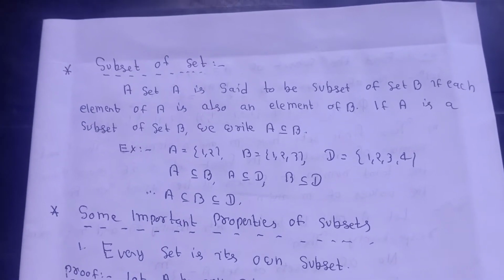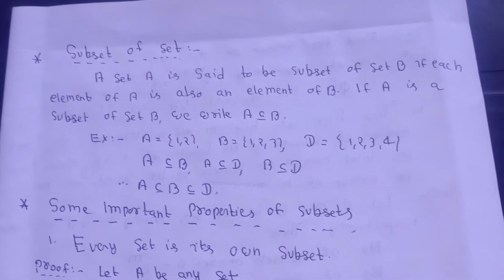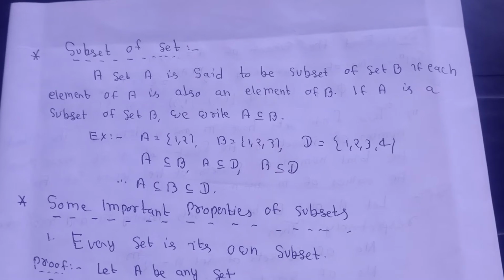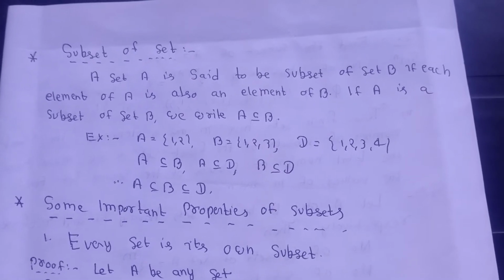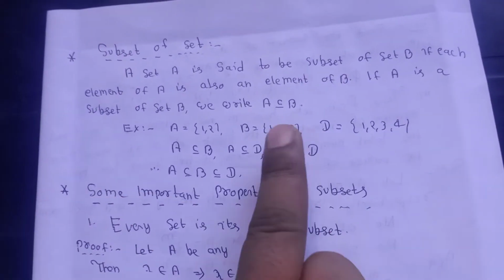Today we discuss the next part of sets. Subset of sets. A set A is said to be a subset of set B if each element of A is also an element of B. If A is a subset of set B, then we write A ⊆ B.